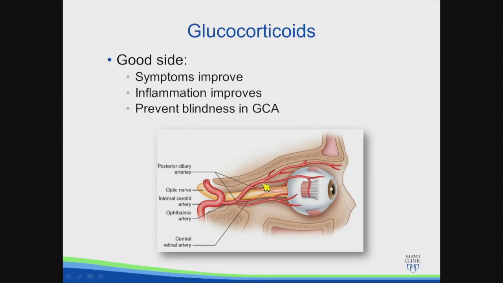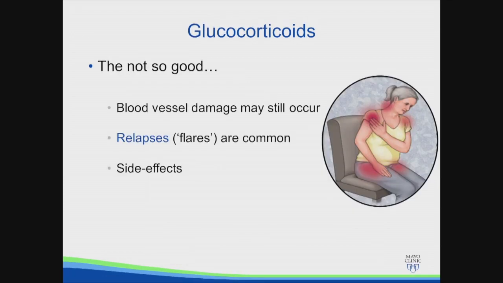And this is because of the blood vessels that supply the optic nerve, the optic nerve at the back of the eye, which, of course, is critical for us being able to see. And if the blood supply to this optic nerve is interrupted due to vasculitis, then there can be loss of vision. And without treatment, that is one consequence that we want to avoid, and so starting treatment early is very important. But not everything is good about steroids, right?